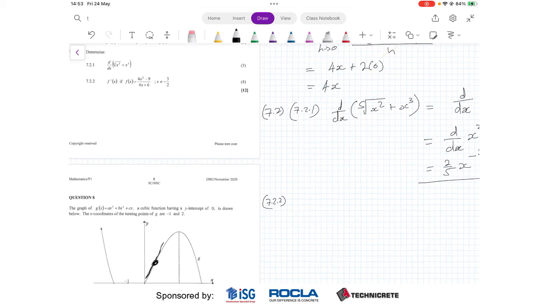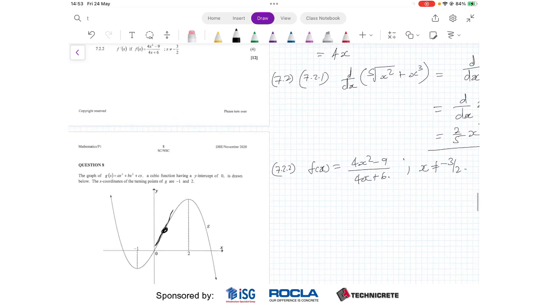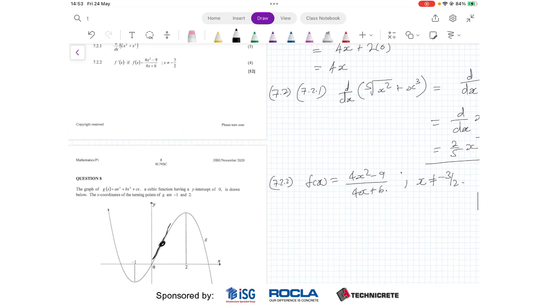We have that f at x is equal to 4x squared minus 9 over 4x plus 6 if x is not equal to minus 3 over 2, okay? So there's two ways to approach this question. The first way is you would simplify what this expression is, and start differentiating at the end of the simplification.